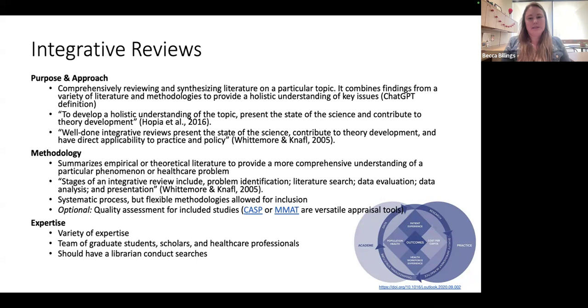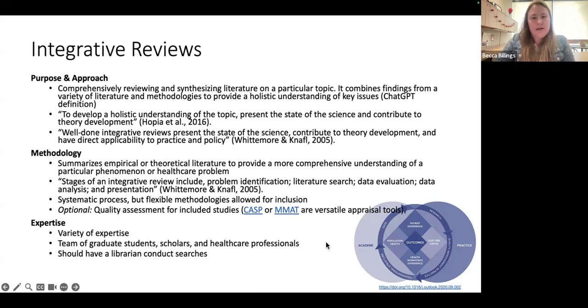And because you're not doing an assessment of quality, it's still going to be a lower level, but these are also really powerful reviews, especially if they do include, which is optional, a quality assessment for the included studies. They can inform decision-making to improve patient care. And they do have direct applicability to practice and policy when they are done well.